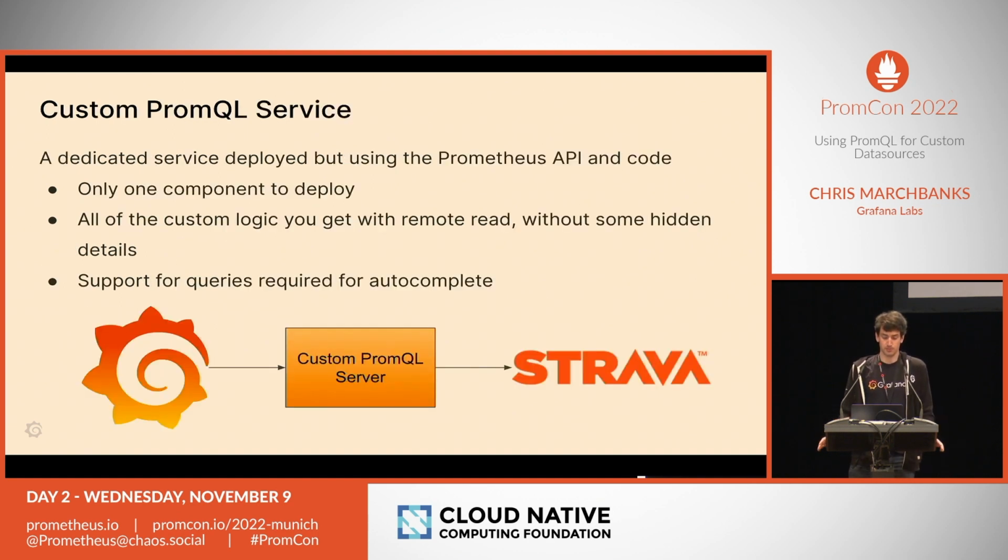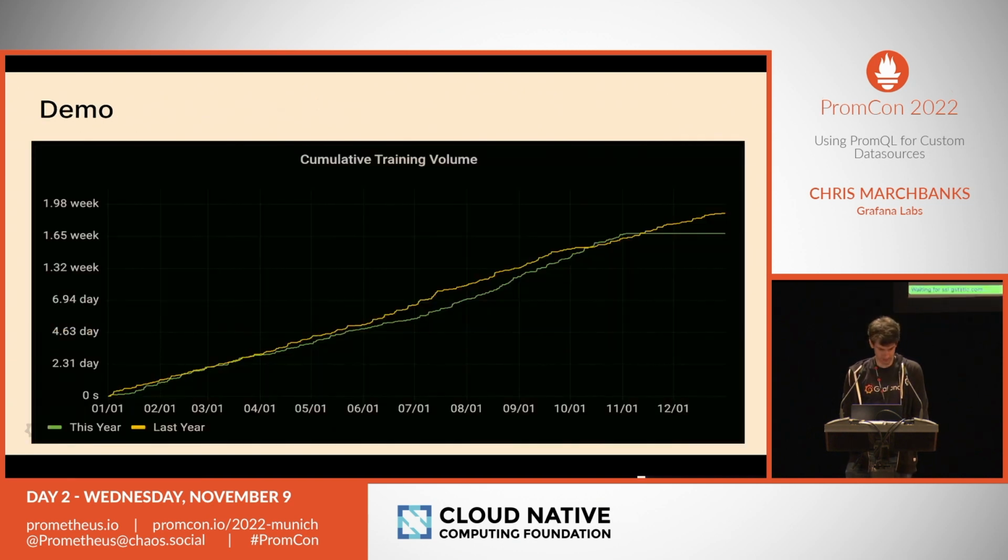So an idea I started experimenting with was actually just creating a dedicated service that still uses the Prometheus API and the Prometheus code base, but plugs in a different backend for the storage of whatever you want it to be. So just a very brief look at what that is: you can still use Grafana, the Prometheus UI, whatever you want. That will be connected to just a custom PromQL server, and that will query your backend data source. In this case, I will show a quick example of Strava data.